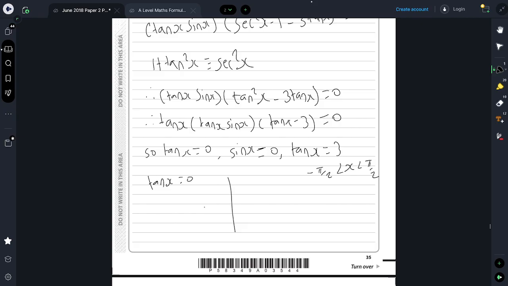Tan x is 0. So it's going to have an asymptote at pi over 2, and therefore another asymptote at minus pi over 2. Oh, that's not what tan looks like. There we go, that's what tan x is. Okay, so tan x is 0 in this range. Well, there's only one solution.